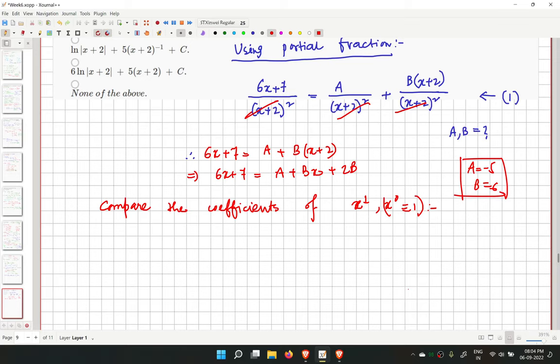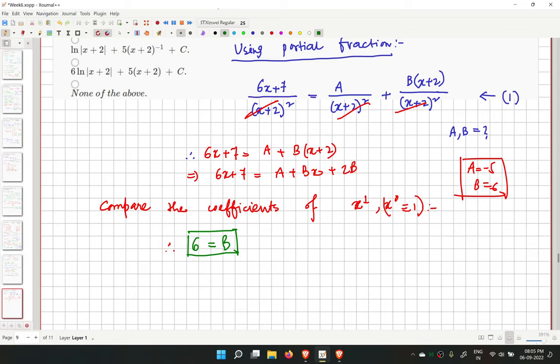And we can write it like this. So what will be the coefficient of x to the power 1 on the left hand side? This will be 6. And here, this is only b. So we obtained b equal to 6.